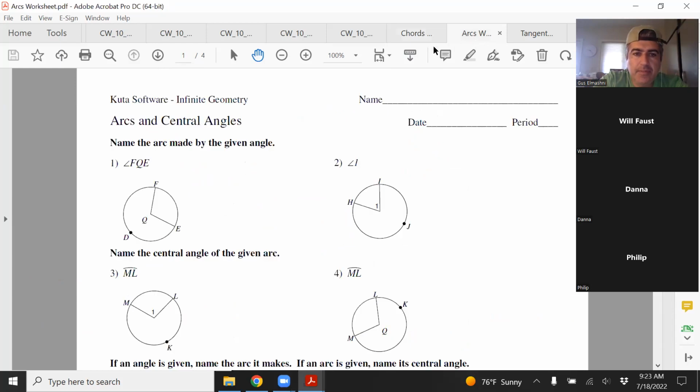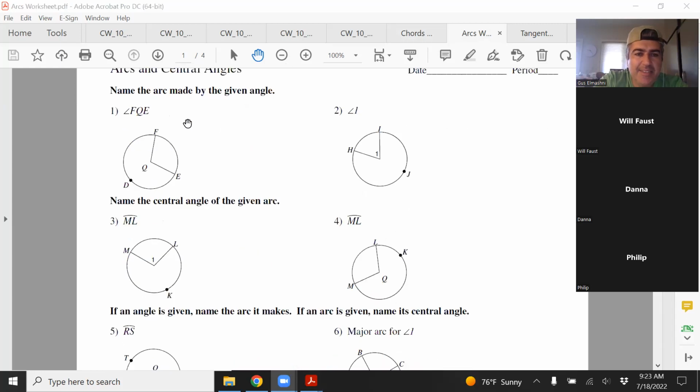Arcs. This might be easier, I don't know, but we shall see. FQE. You're asked to name the arc. Oh, okay, that's given by the angle. You just say arc FE. When you just put two letters, you assume the shortest distance between the two letters. Of course, FE could go that way, but then you'd have to say FDE.